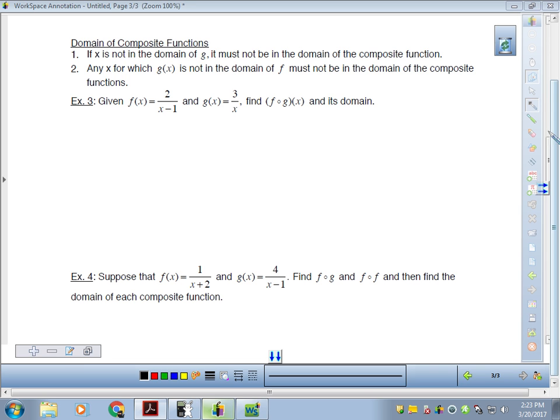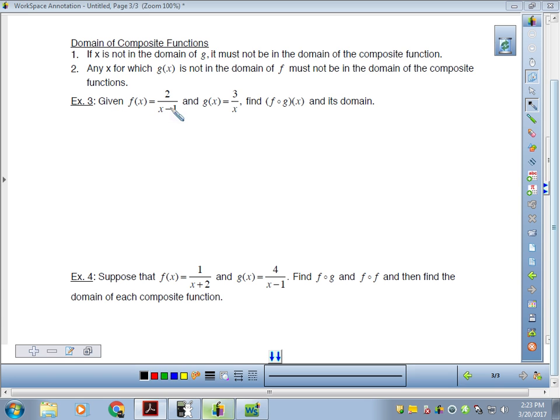So you kind of have to look at your domain restrictions for f, use those to figure out what values g of x cannot equal, and also look at domain restrictions for g. Kind of confusing. So here, let's look at a couple examples of this. Hopefully we'll straighten it out a little bit.